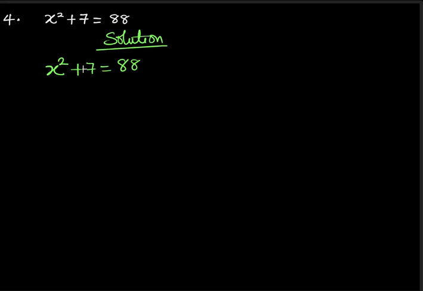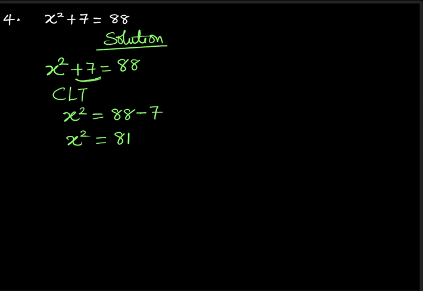So what are we to do first? We need to remove the plus 7. How do we remove the plus 7? We need to collect like terms. So take it to where the number is, and that will give us x squared equals to what? Equals to 88 minus 7, since crossing over gives us minus 7. And what would that be? So we have our x squared equal to 81.